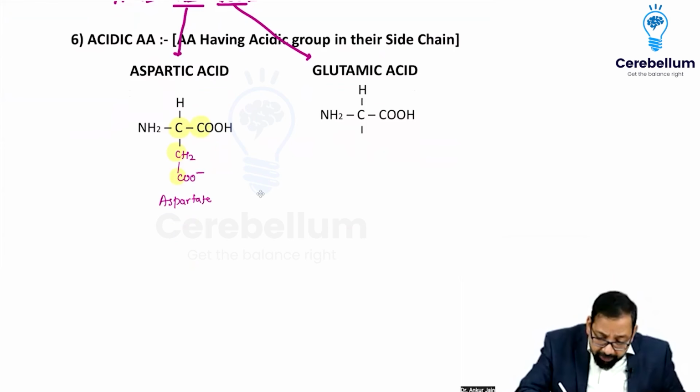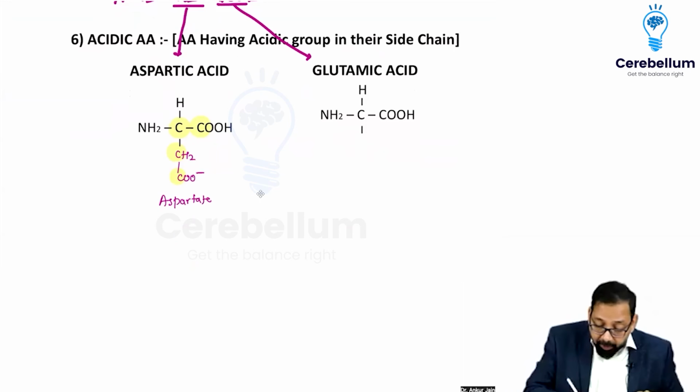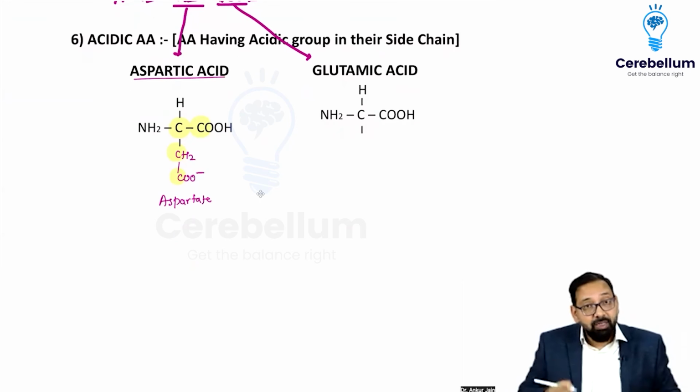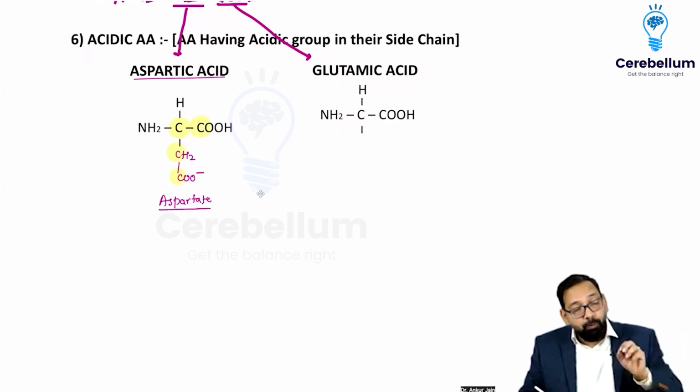So don't get confused. Although, to be more precise, if they ask the question, aspartic acid, how much charge? You should say aspartic acid is not having charge. But from this aspartic acid, the H ion will be gone and it will acquire negative charge. And now it will be called aspartate. For question purpose, aspartic acid and aspartate are the same, having which charge? Negative charge.